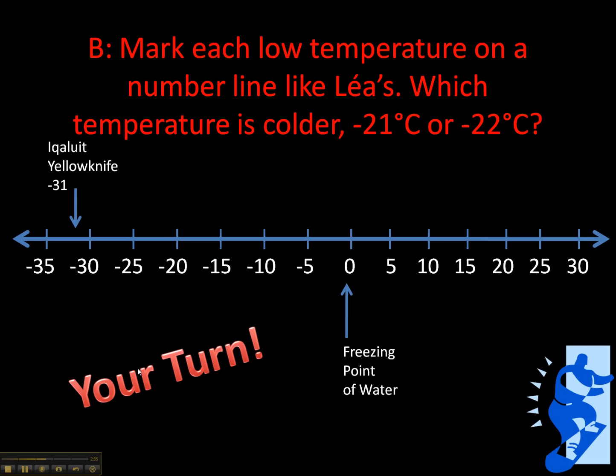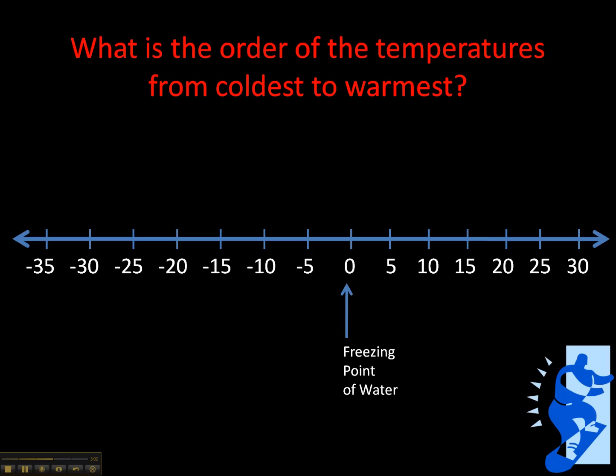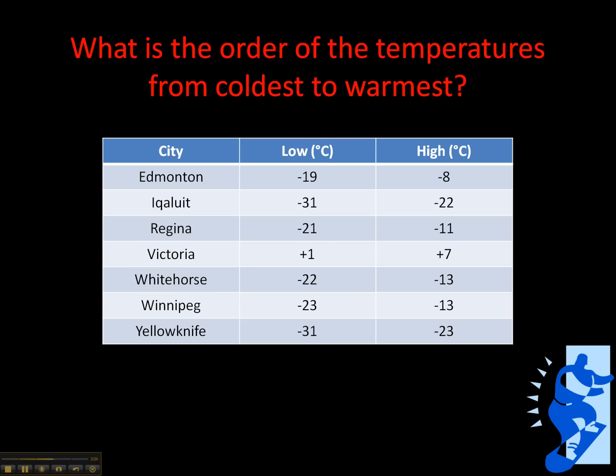Question B says, mark each low temperature on a number line like Leah's. Which temperature is colder, minus 21 or minus 22? Well, it's your turn. I'd like you to go ahead and take the temperatures and mark them on the number line. And we'll go back to the beginning slide here so that you can look at the temperatures, and then you can mark them down and pause the presentation, and then we'll check our answers. So here we go, back to the temperature list. Go ahead and mark them down on a number line, and we'll get back to it in a second.